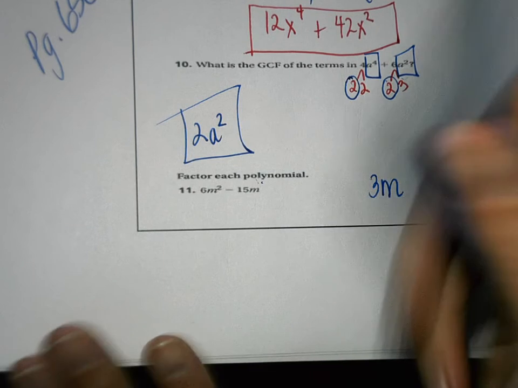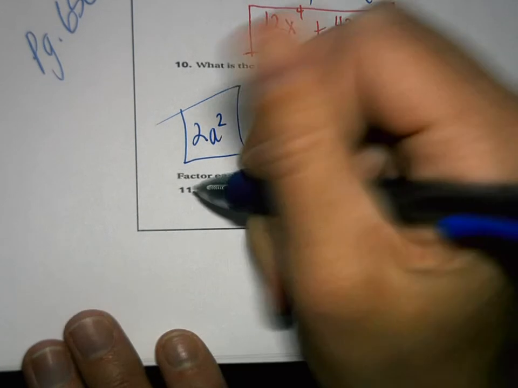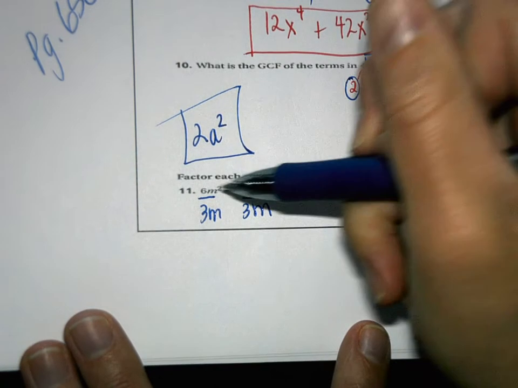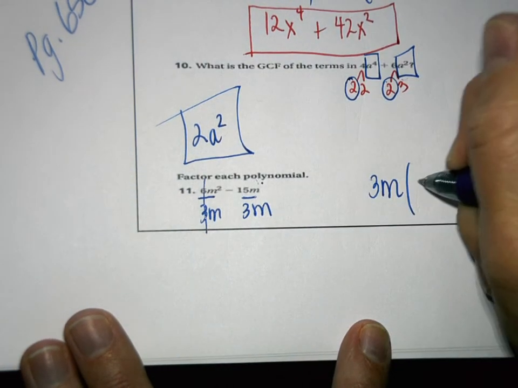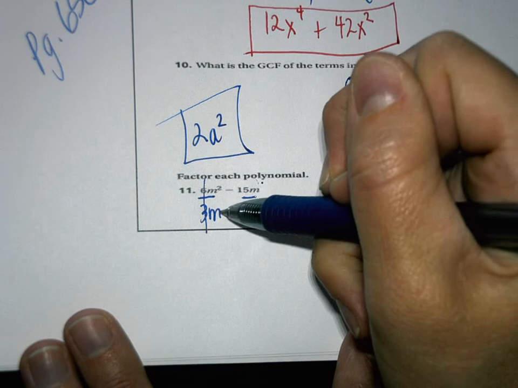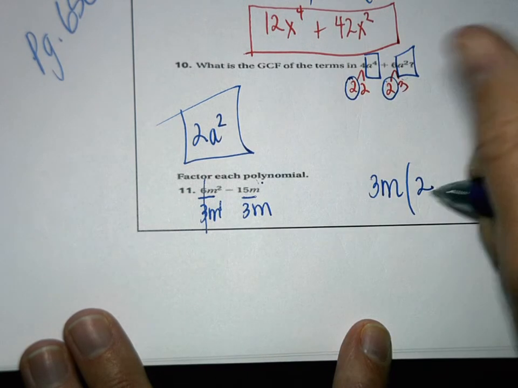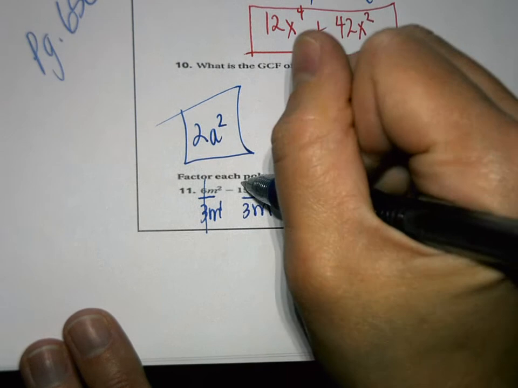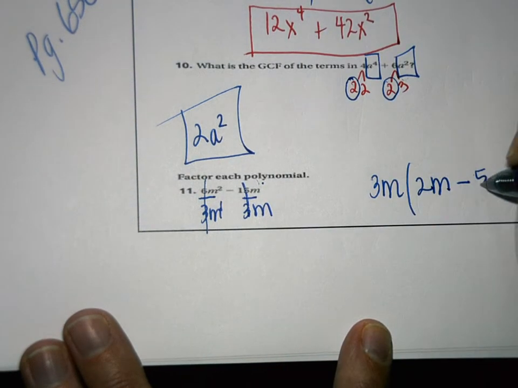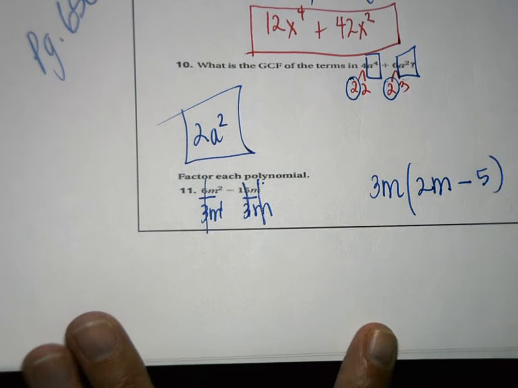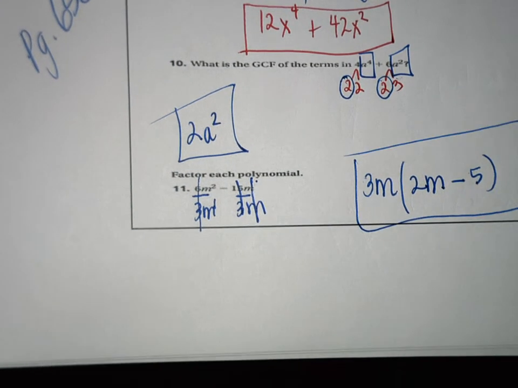So we're going to factor out a 3M, which means I'm dividing each of these terms here by 3M. 6 divided by 3, that reduces to 2. And then M squared divided by M, we subtract, 2 minus 1 makes 1, so we have 2m. Next, we have a minus sign. 15 divided by 3 makes 5, and then the m's here cancel out. And so this is my factored form for number 11.